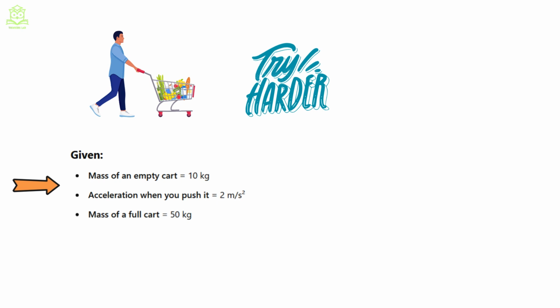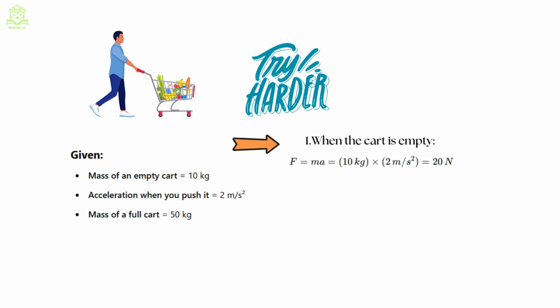Given data. The mass of an empty cart is 10 kilograms. The acceleration when you push it is 2 meters per second squared. The mass of a full cart is 50 kilograms. Step-by-step calculation. Step 1. When the cart is empty, we use the formula F = m × a. Substitute the values. F = 10 kg × 2 m/s². F = 20 newtons. So you need 20 newtons of force to push the empty cart.